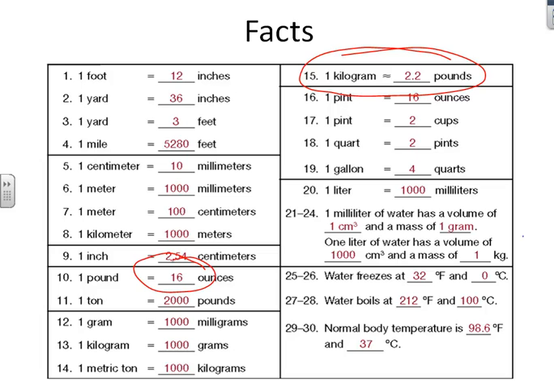16 ounces in a pound, got to know it. 3 feet in a yard, you have to know that. You've got to know there's 4 quarts in a gallon. You got to know there's 2 pints in a quart. You need to know there's 16 ounces in a pint. Everything on this sheet is good information that you need to know. That water freezes at 32 degrees Fahrenheit and 0 degrees Celsius, and it boils at 212 Fahrenheit and 100 degrees Celsius. You need to know these things.